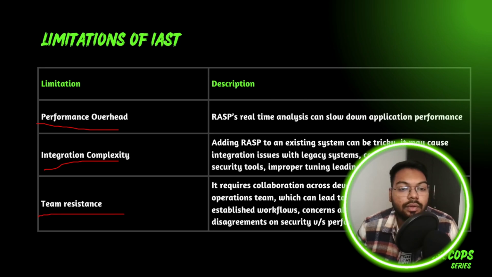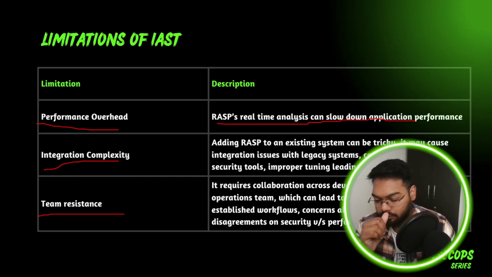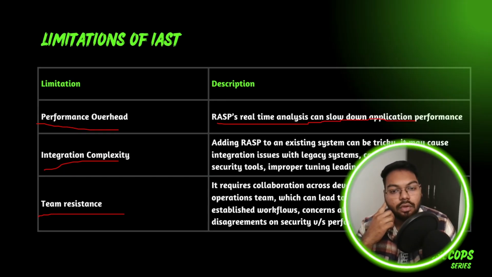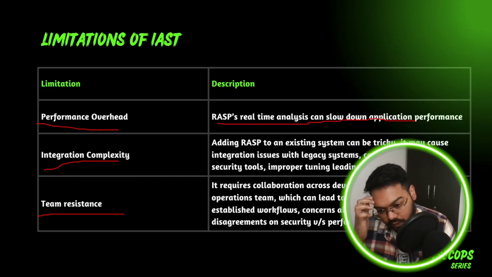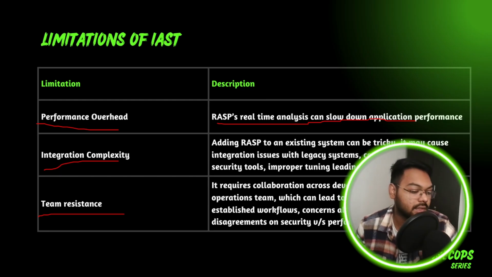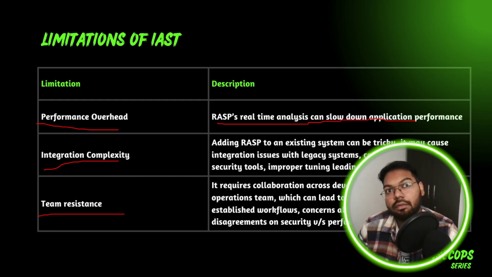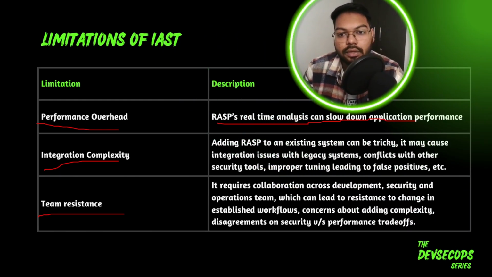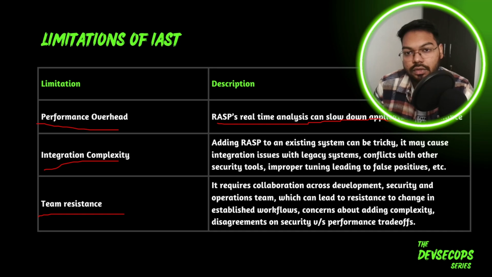And then team resistance. RASP's real-time analysis can slow down application performance. If it goes into a loop of blocking all the requests when there are certain kinds of attacks, it would really slow down the application performance. It has to first detect the requests, then analyze them, and only then pass them ahead. So this analysis can slow down the performance of the application. That is really major. It would cause delays in attending to the request or giving a response to the clients.